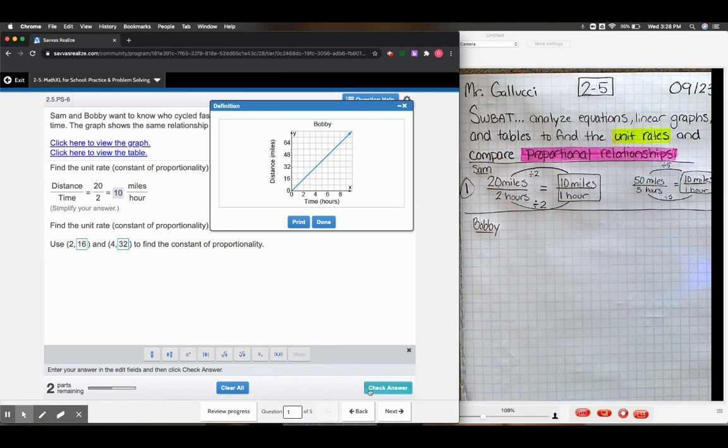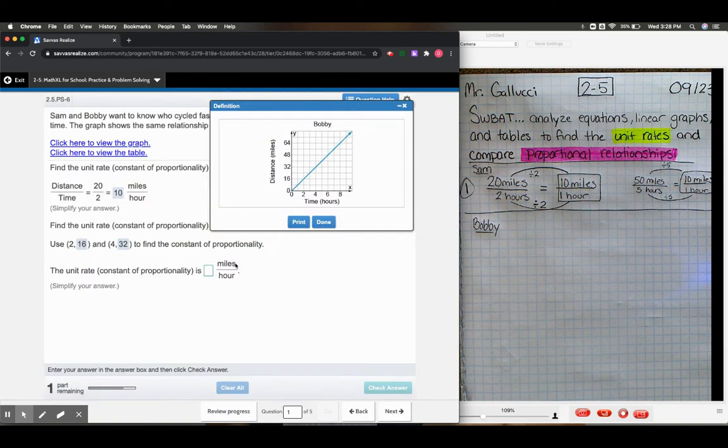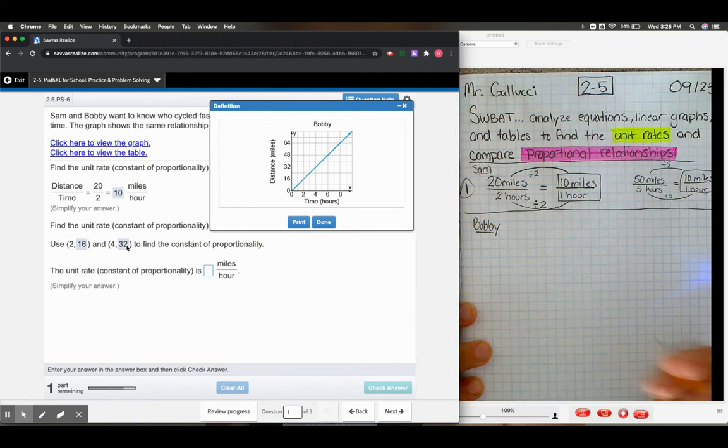Okay, let's check that out. Boom, nice work. Crushing it. So now we have to figure out the unit rate again, that constant of proportionality. How many miles per 1 hour? So again, we have our choice here. We can use 2 hours, 16 miles, or we can choose 4 hours, 32 miles. I guess we'll use the second one.